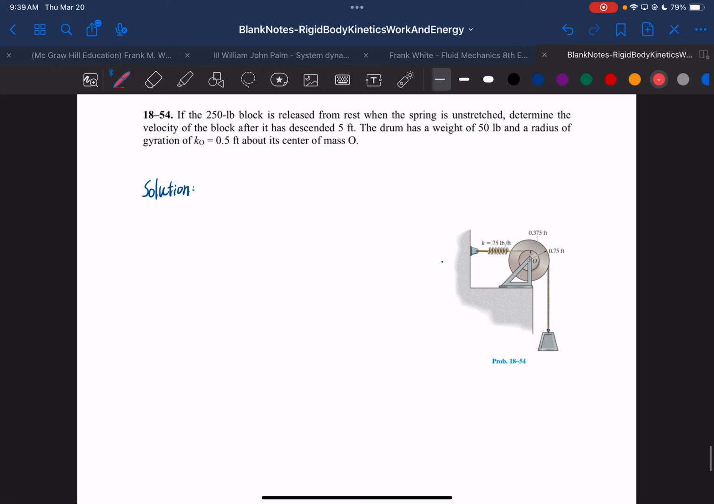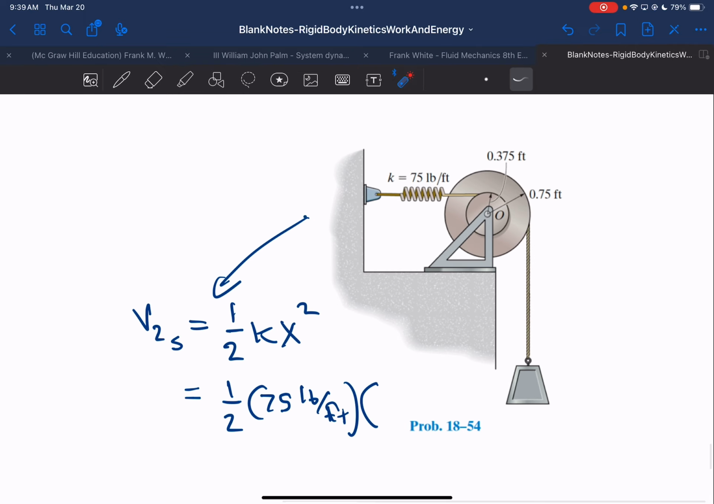So, I know that in state 2, long story short, everything starts from rest. In state 2, this is going to rotate, and it wants me to find, in state 2, my potential energy due to my spring. There's other potential energy, gravity as well, but there's also potential energy due to the spring, and that's simply 1/2 kx squared. I know that my stiffness is 75 pounds per foot. And then my x is, in this case, if I call this point right here point A.